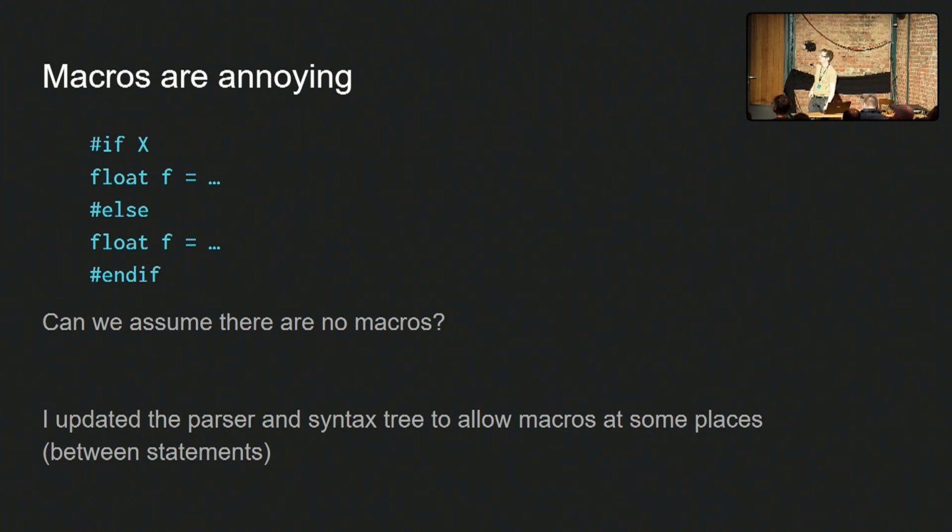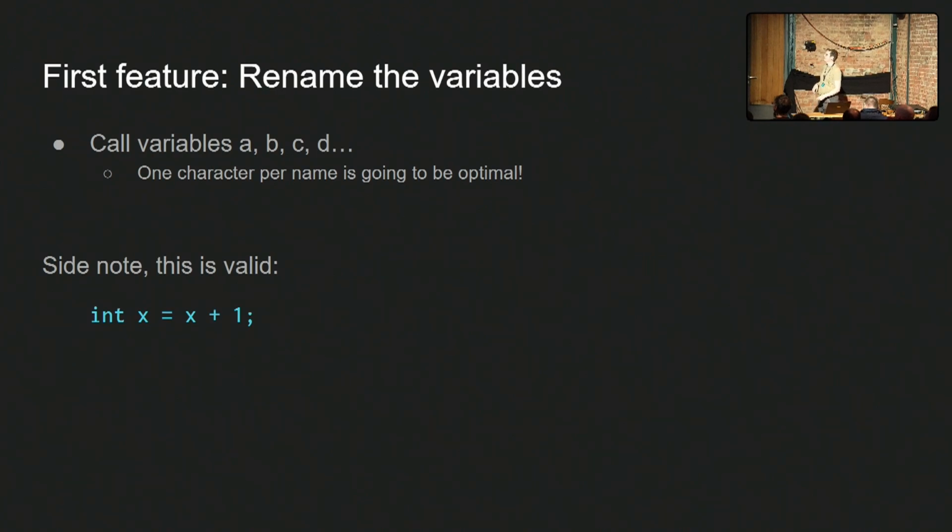And so the first feature I did after this was renaming, because that's the number one feature people want, is that they just want the minifier to rename their variable names to just one letter. And so the first idea was just, let's name the first variable within the file A, and then B, C, D, and so on. And since we just use one character per name, we kind of get that this should be optimal. You cannot have less than one character.